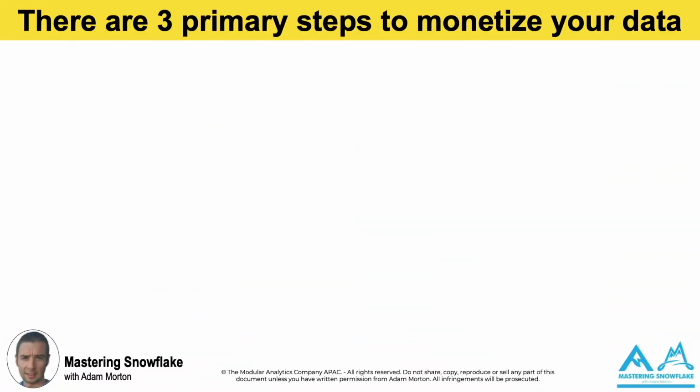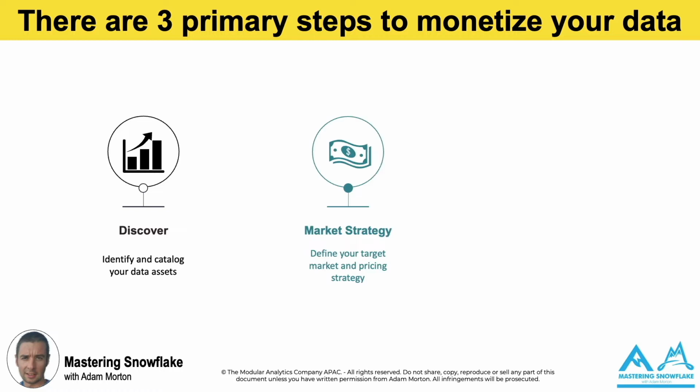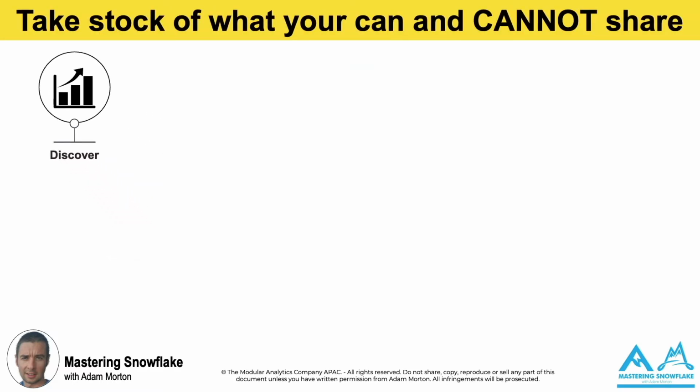I think there are 3 primary steps to monetizing your data. The first one is discover, so identifying and cataloging the data assets you have available today. Then defining a market strategy and how you're going to price your data sets when you do take them to market. And then finally sharing your data. So how will you share it? There's a number of options available. We'll discuss those if you stay to the end of the video, and we'll have a look at various case studies as well. So step 1 is discovering what data assets you have today.